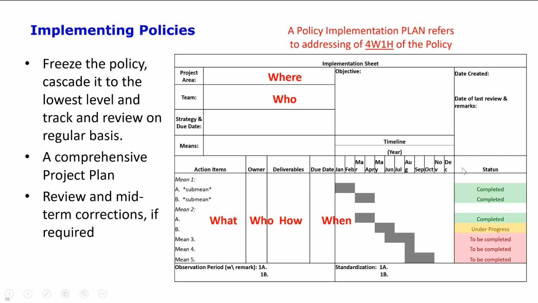So if you see this implementation sheet, it starts with the project area, the teams required, the strategy that is being cascaded from there, the means that you will deploy, and the various sub-means that you would undertake to achieve these means. The owners, the deliverables, the due date, and the complete project plan. And the last column shows the way you would review it. So this addresses the 4W1H, which is a comprehensive project plan. This is how typically the more difficult items in the year's business plan should be addressed.